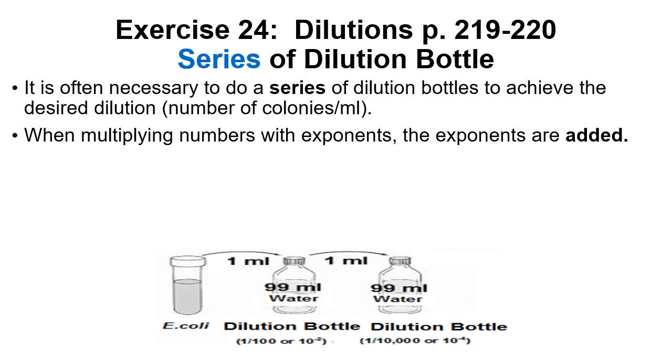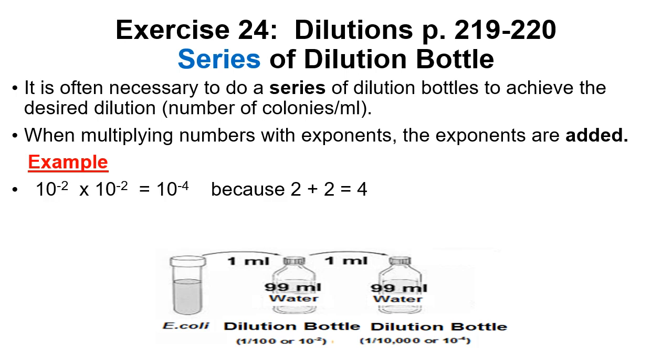When multiplying numbers with exponents, the exponents are added together. For example, if you have 10 to the negative 2 in the first bottle and 10 to the negative 2 in the second bottle, when we multiply, we add exponents, which makes that 10 to the negative 4. So the first bottle, as you can see in the picture, would be our dilution 10 to the negative 2. We got the 10 to the negative 2 from our dilution bottle of 1 over 100, which was the volume added divided by the total. We did that again for our second bottle, which is 1 over 100, which is another 10 to the negative 2. So when we add those, our second bottle is 10 to the negative 4.